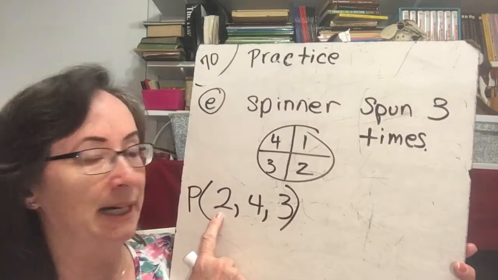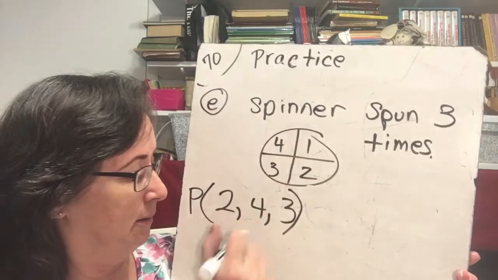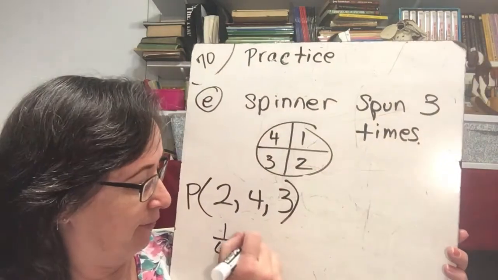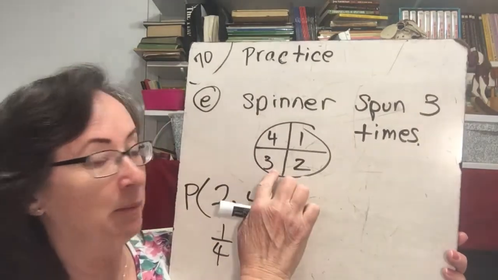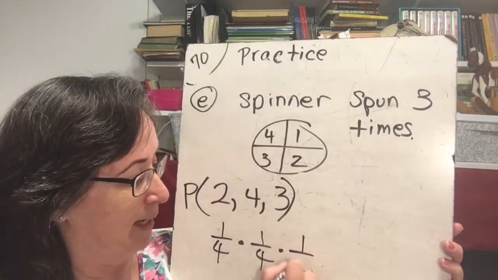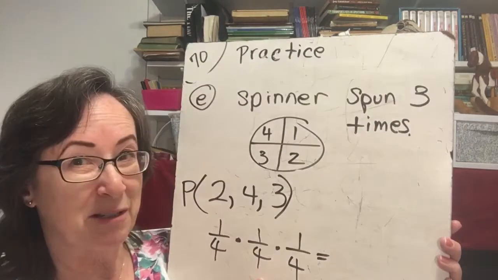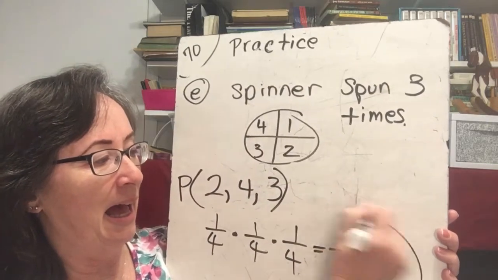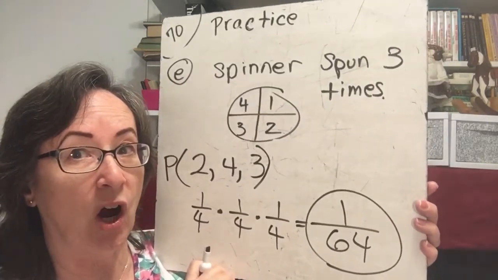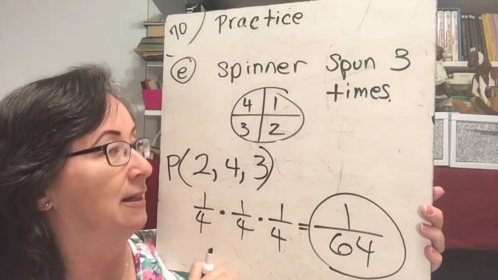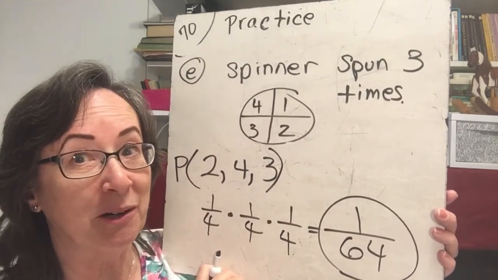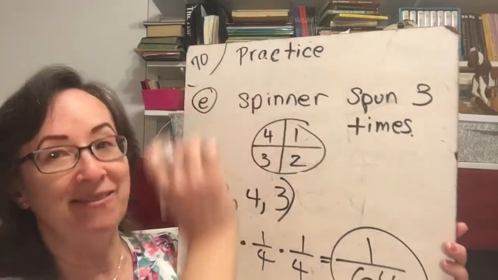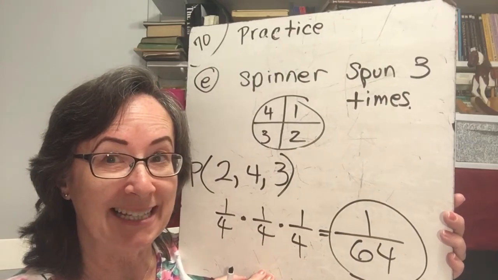So the probability of a 2 is 1 out of 4. The probability of a 4 is 1 out of 4. And the probability of a 3 is also 1 out of 4. 4 times 4 is 16 times 4 is 64. I have a probability of 1 over 64 for that to happen in that order. And we are done with lesson 70, which is all about probability and designated order.